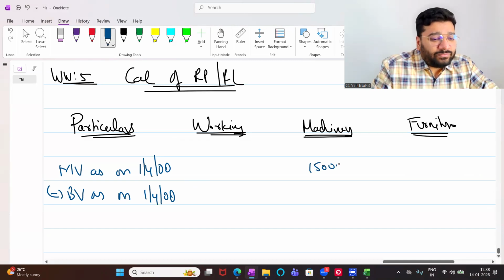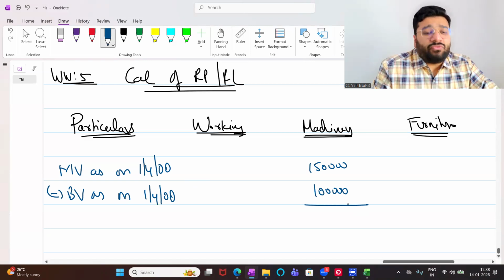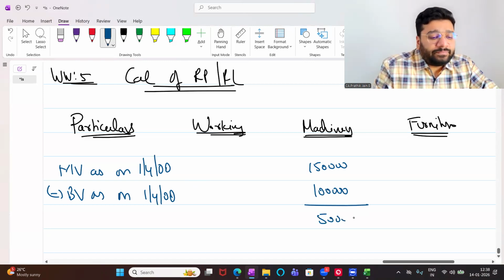1,50,000. What is the book value? 1 lakh. From 1 lakh, the value of the machine is increased by 50,000. So this is profit. Revaluation profit. Revaluation loss will be negative.